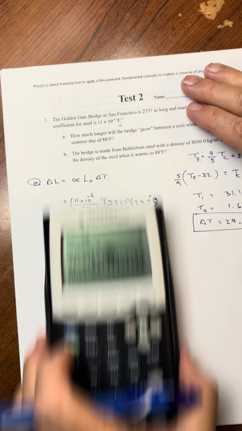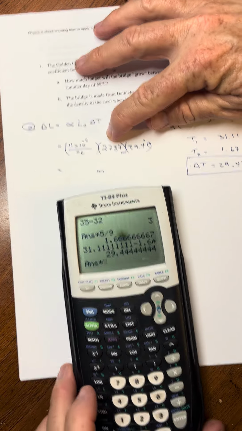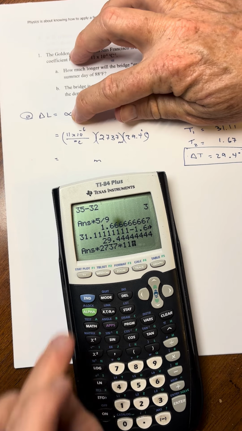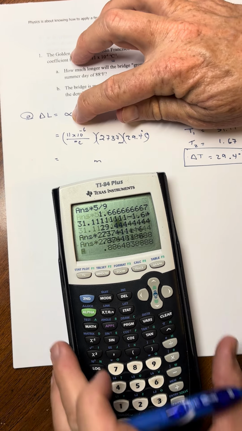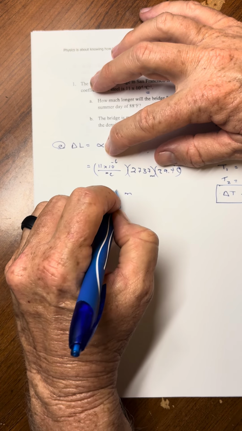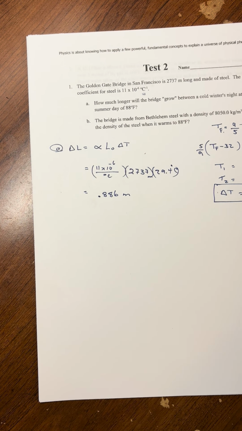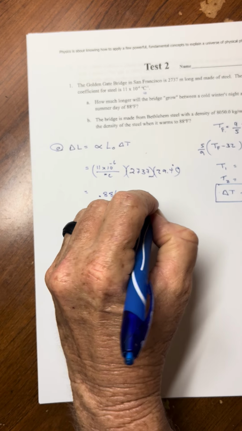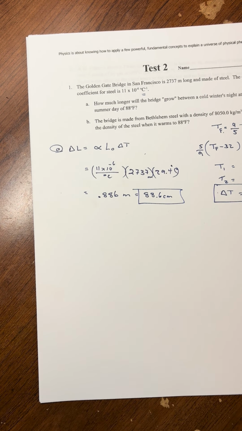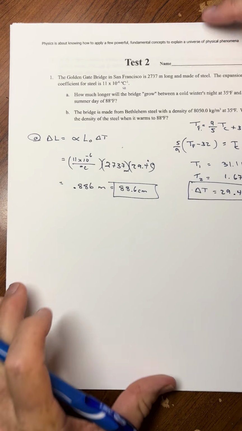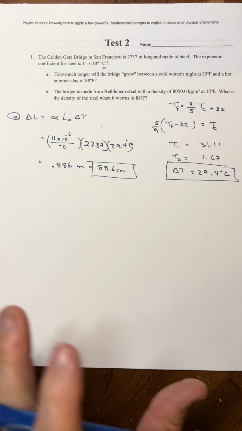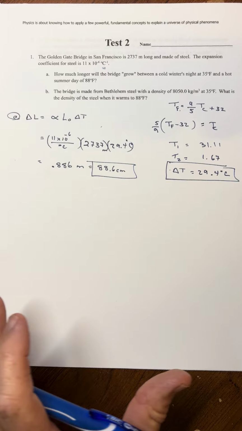So taking the 29 and multiplying it by the 2,737 and multiplying that by 11 times 10 to the negative 6 gives me almost a meter, about 89% of a meter. And so 88.6 centimeters is how much it grows. And of course, this was part of our conversation, and one of the engineering challenges is making sure that you build a bridge in such a way that it can accommodate that.